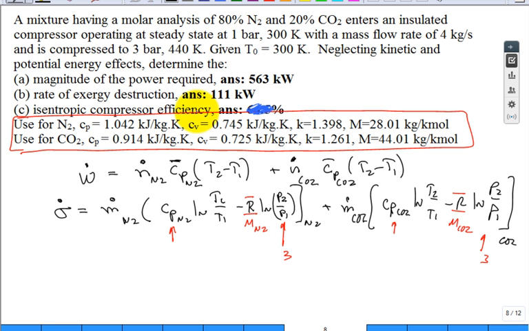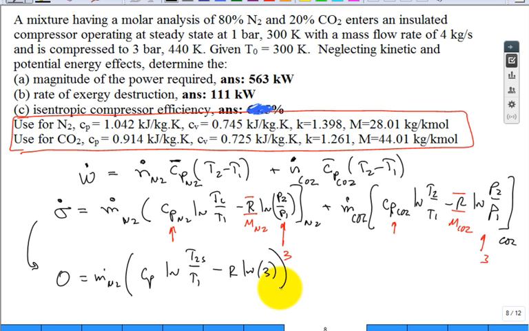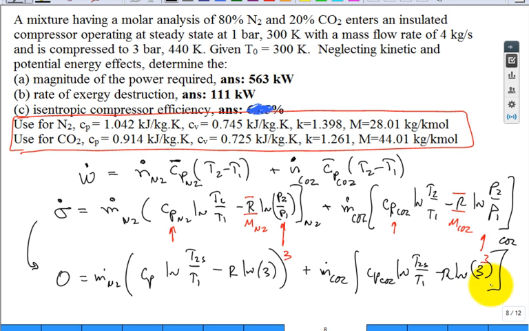All right. Part C. Isentropic compressor efficiency. Didn't we just take this equation, modify it, say 0 is equal to, and now we do the m dot nitrogen, and now we have C sub P natural log, I'm going to call T2S divided by T1, that's what we need to find, T2S, minus R natural log, I'm going to shortcut that to 3, plus the mass flow rate of carbon dioxide, C sub P of the carbon dioxide natural log of T2S divided by T1 minus R natural log of 3. All right, I'm trying to go a little faster, but does that make sense? So you're trying to find this temperature right here, T2S.